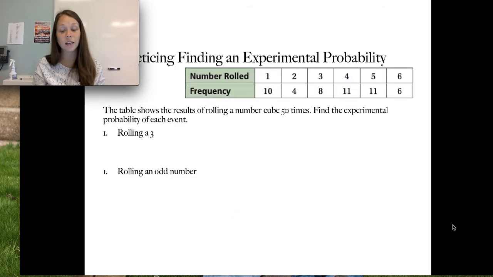To practice finding an experimental probability, I want you to take a moment to pause the video and see if you can find the answers to these questions of rolling a 3 and rolling an odd number. Press play when you're ready to see the answers.